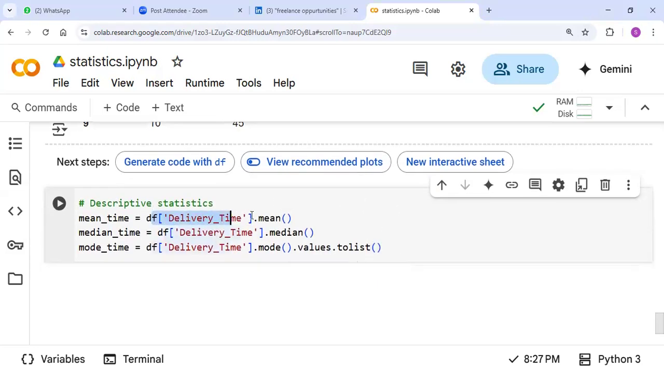So df of delivery time, it is going to give you the mean. Yes. Oh, sorry, the mean is 23.8. Okay, exactly.